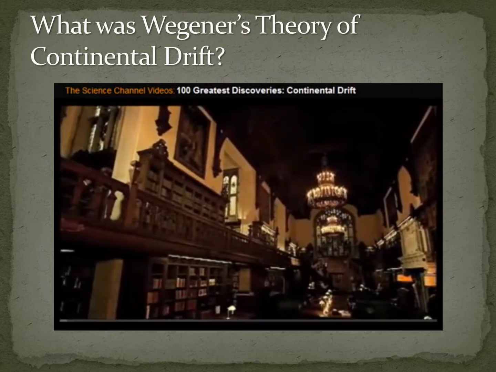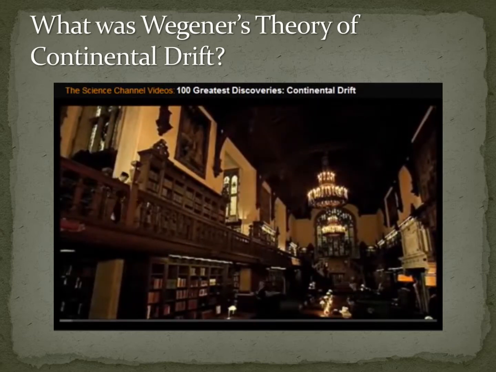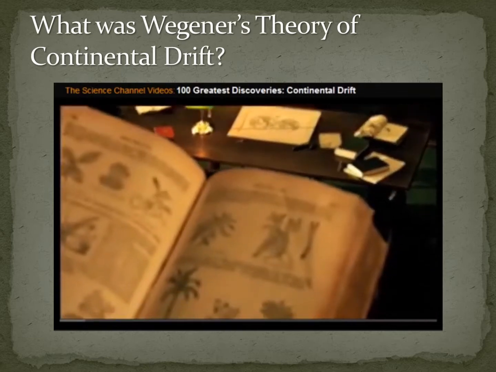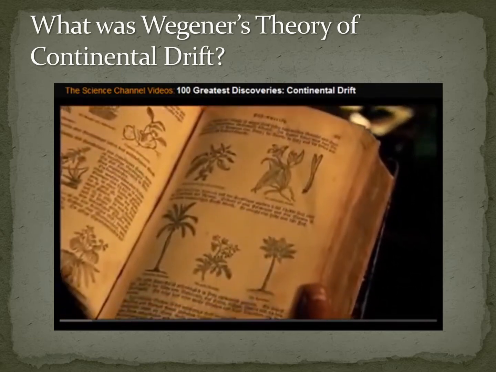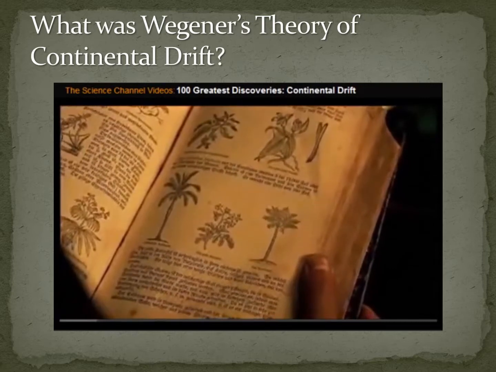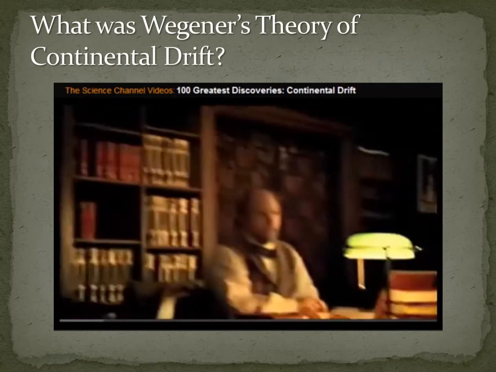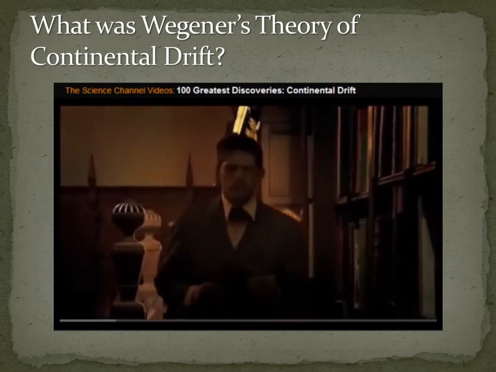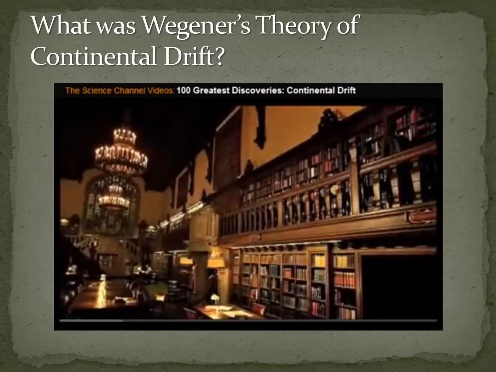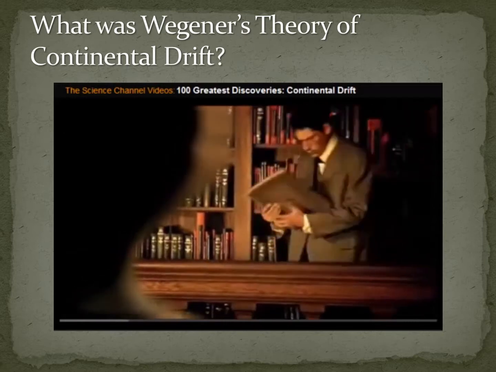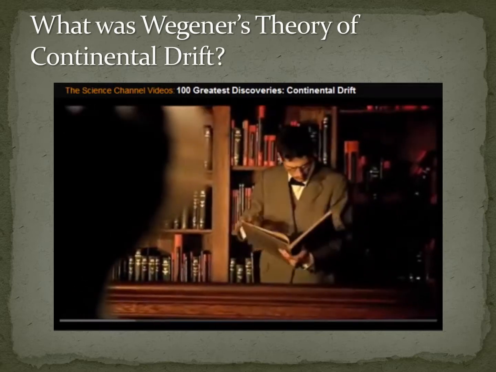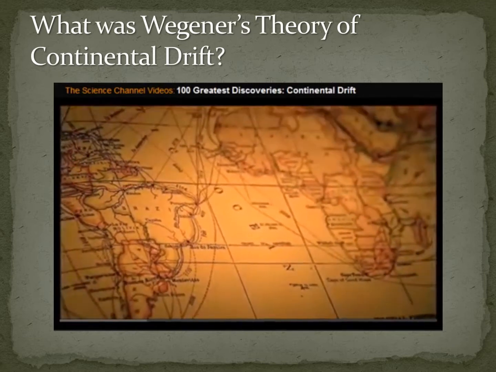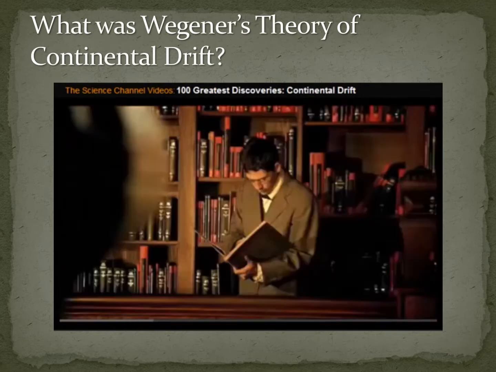Germany, 1911. A meteorologist named Alfred Wegener was browsing through some books when something caught his eye. A list of identical plant and animal fossils that had been found on opposite sides of the Atlantic Ocean. Wegener was intrigued. How could the same species have gotten from one part of the world to another? He examined the eastern coast of South America and the western coast of Africa and was struck how the shapes of the two coastlines might fit together.